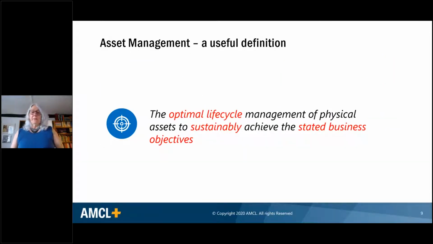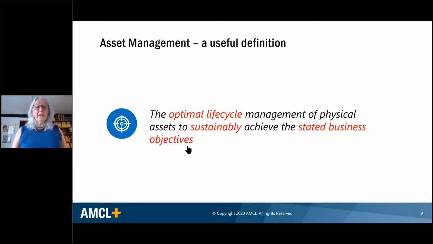Here is a useful definition that I'd like to share with you. This is based on the British National Standard PAS 55 that came out in 2004. And I like the definition because it really captures some of the key concepts of asset management in quite a neat, short definition. So I'm going to go through that fairly quickly, but all of these words I think are absolutely vital to asset management.